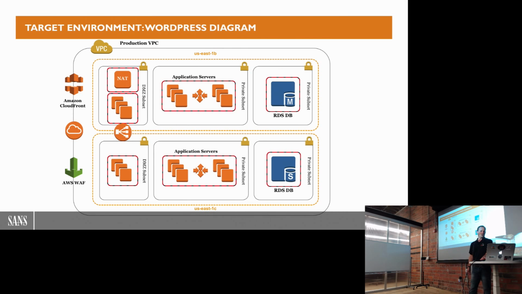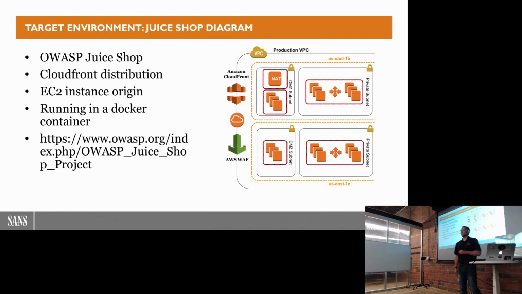And then Juice Shop is also running in that production web tier. Here's the URL to the Juice Shop project. This is not as redundant as WordPress. It's running through a CloudFront distribution. It's in an instance with an instance backing its origin, and this is just running in a Docker container. So Docker is kind of touchy. So if you're going to scan this and it crashes, just let me know and I'll try to restart it.